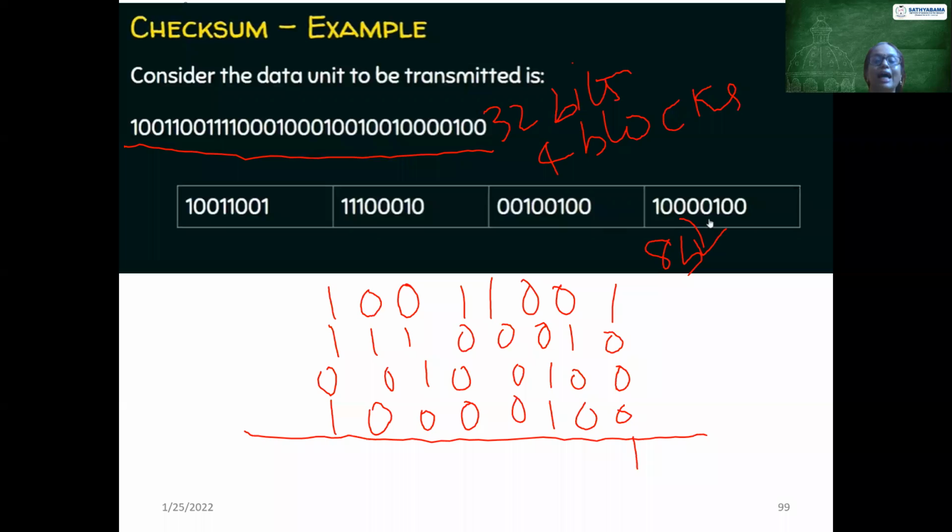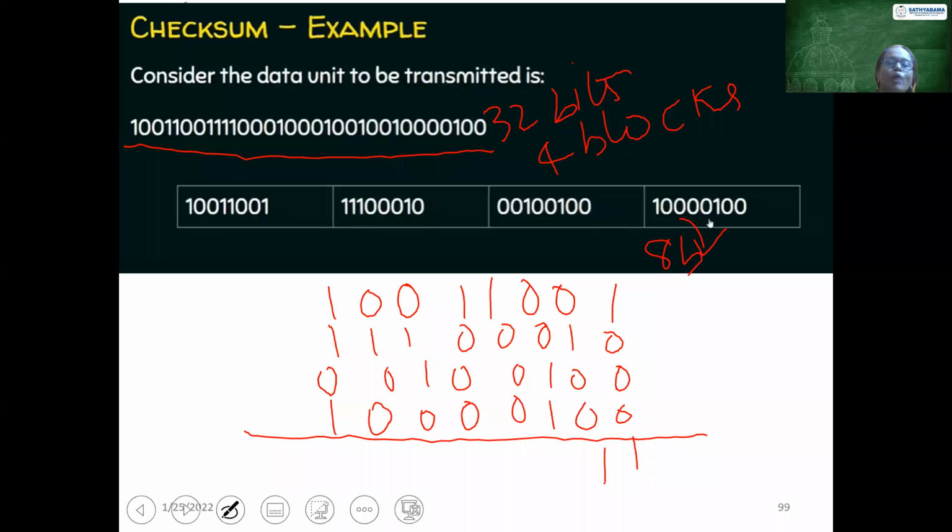Tell me, 1 plus 0 plus 0, what is the value? 1. And here 1. Do you understand? 1 plus 0, what is the value? 1. 1 plus 0 again 1. If I perform my addition, it is 1.